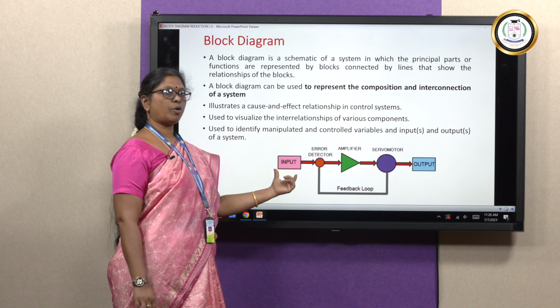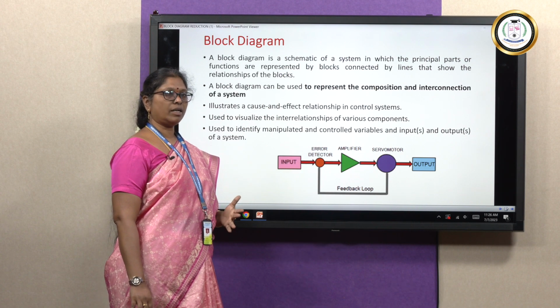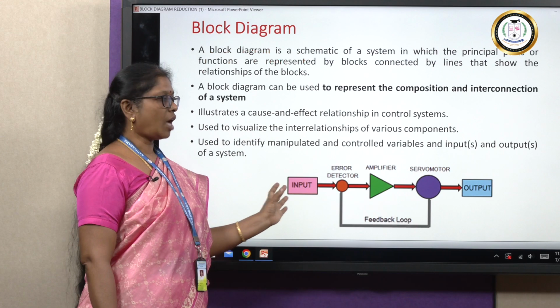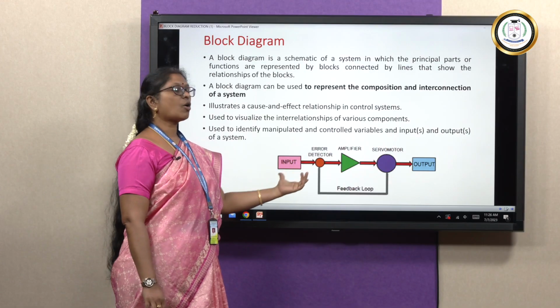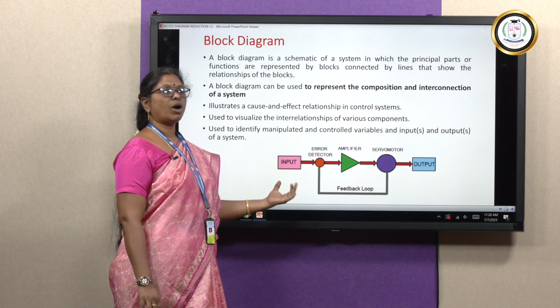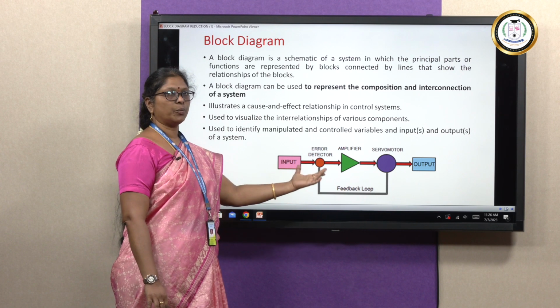By seeing the block diagram, one can understand what the system is, how the signal flows in the system, what components are connected in the system, and what the relationship between the input and output is.